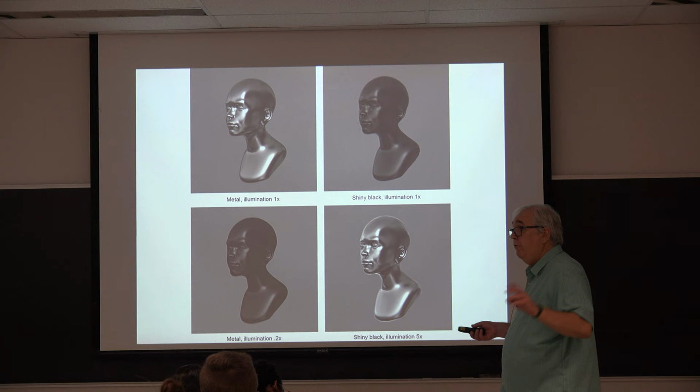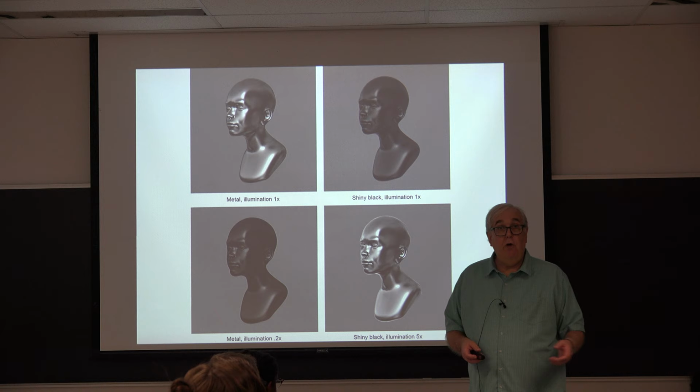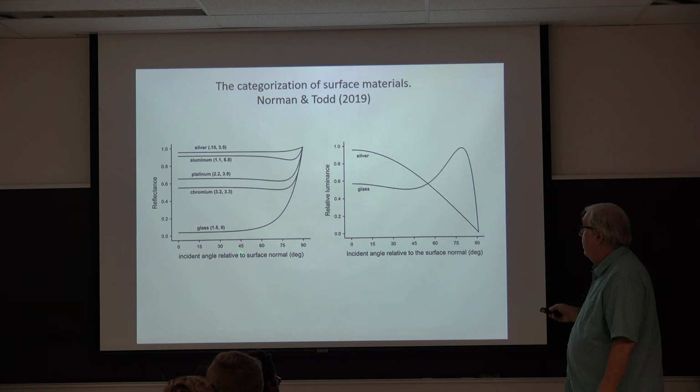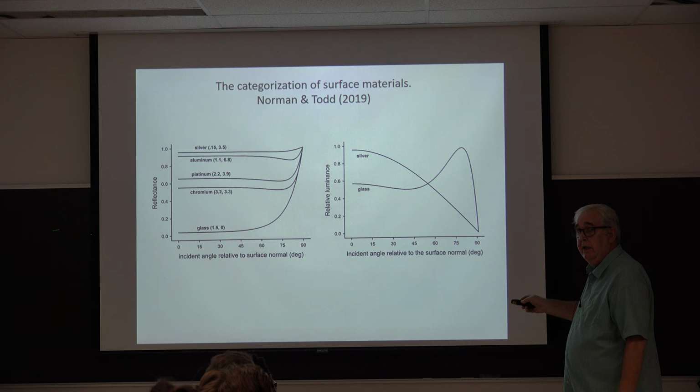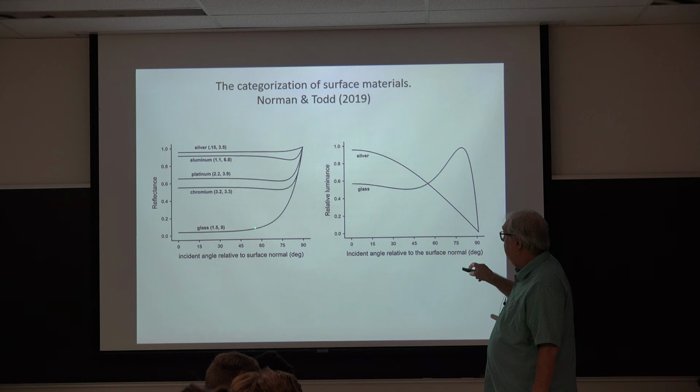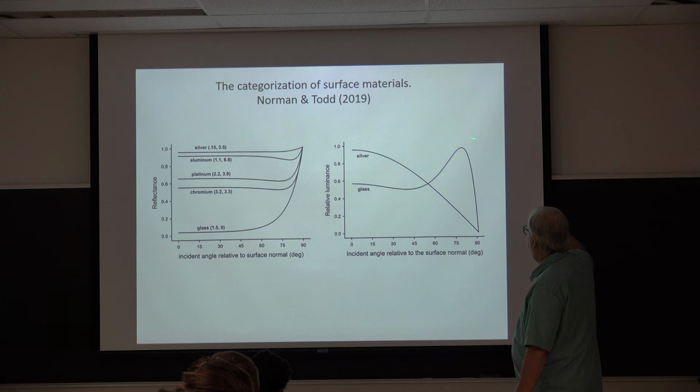Now, there's another factor that can affect performance. It's not only the intensity of the light, it's also the pattern of the light. Let me go back one more time to this curve. All right, so let's take a shiny black object with a reflectance curve that looks like this. What this is telling us is that for most of the incident angles, it's reflecting hardly any light. But as you get higher incident angles, it reflects more light, right? So the most light is reflected in this range, right here.